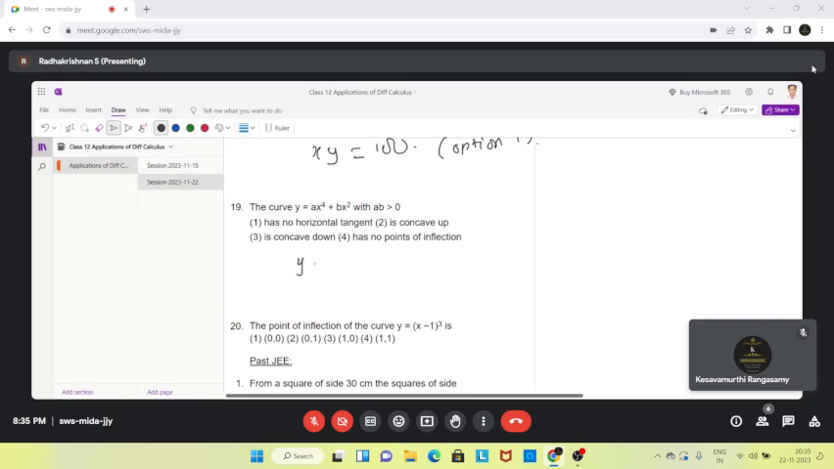Okay, so here y equal to a x power 4 plus b x square and ab greater than 0. Does it have a horizontal tangent? Whether it is concave up, whether it is concave down, has no points of inflection. What is the point of inflection? Something related to it, I'll tell that.